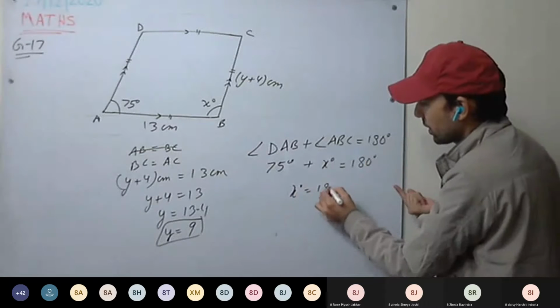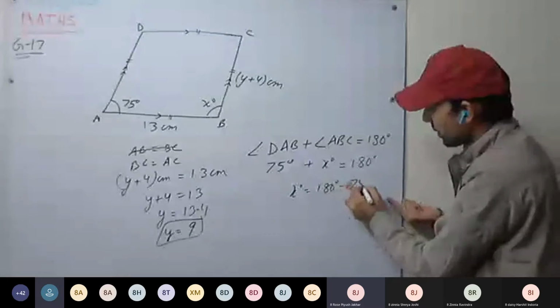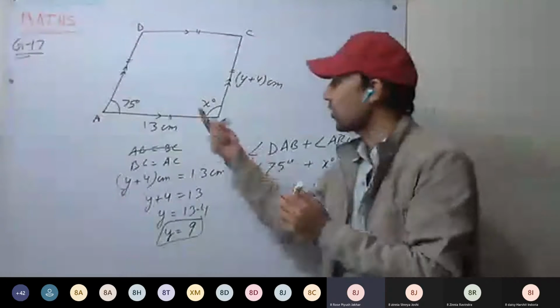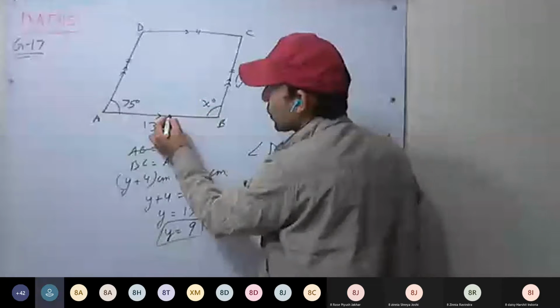Sir? Yes. Sir, why have you written BC is equal to AC? Okay, what kind of figure is this? See here in this figure, you can see those two lines.